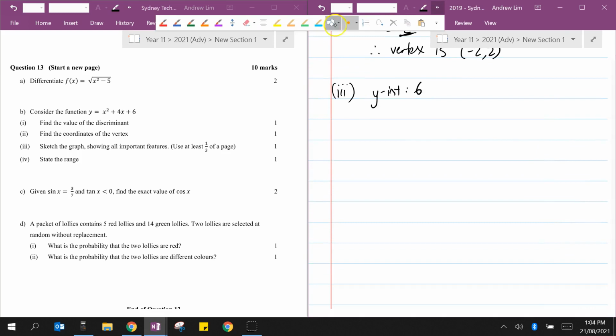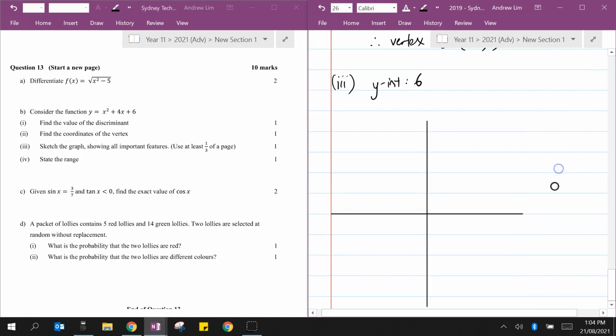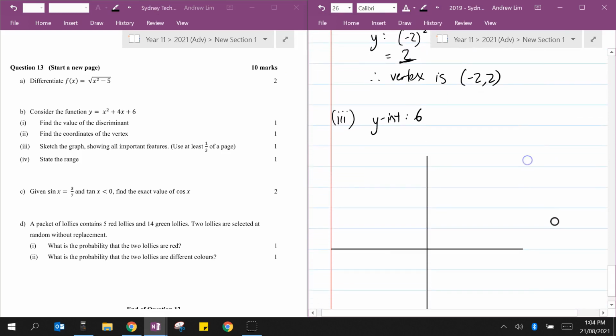Okay, so let's graph this. Let's just say that's about 1/3 of a page. The vertex is minus 2, 2. Minus 2. Let's say that's 2. The y-intercept is 6. 2, 4, 6. And now we can graph that parabola. Make sure you label your vertex minus 2, 2. I'm going to just make it a little bit neater.